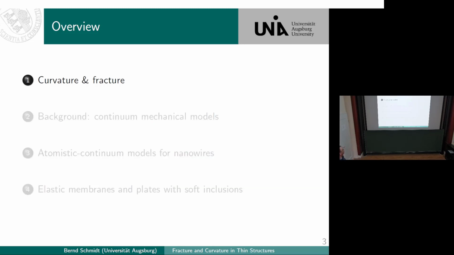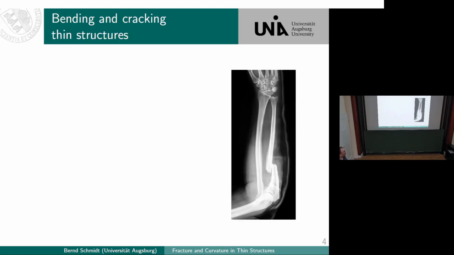So you all know that fracture of thin structures is important to understand. Of course, that's a thin structure and it breaks, and that's unpleasant. But in fact, it's not really the model I'm interested in, because it does not have so much curvature.